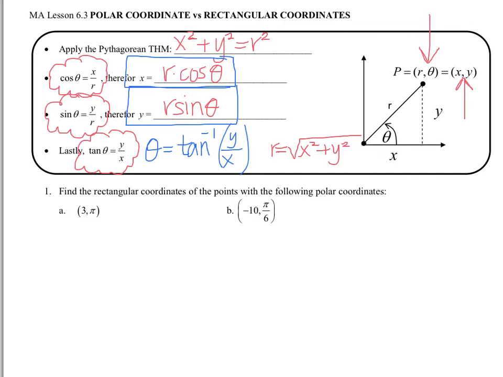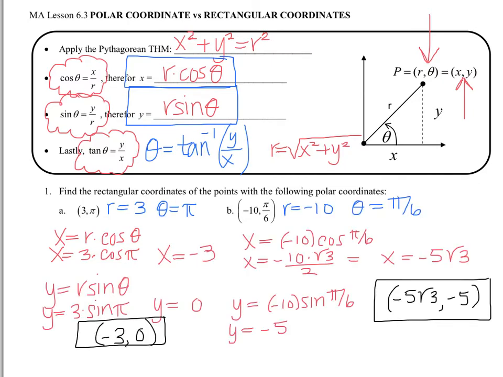Find the rectangular coordinates of the points with the following polar coordinates. So this is r, theta, since it's polar. That means r equals 3 and theta equals pi. If I want to solve for x, remember x is going to be equal to r cosine theta. So x is going to be equal to 3 times the cosine of pi. Since the cosine of pi equals -1, I'm going to get x equals -3. Okay.